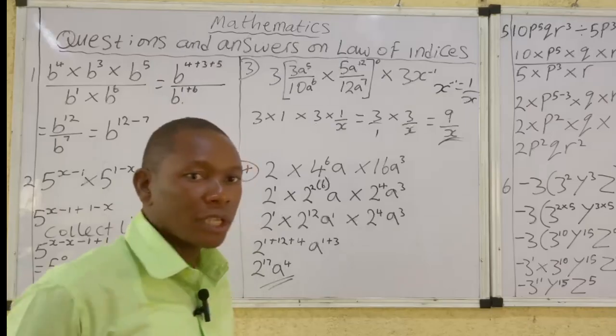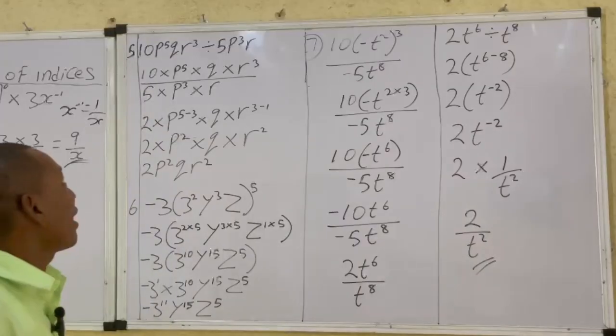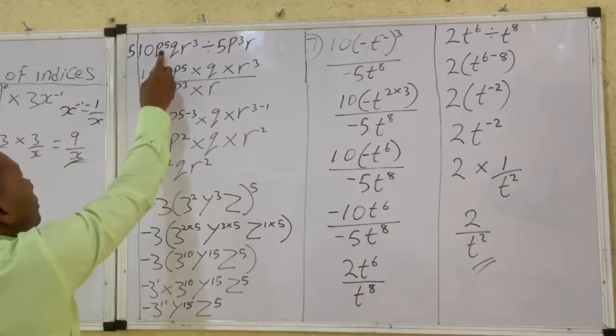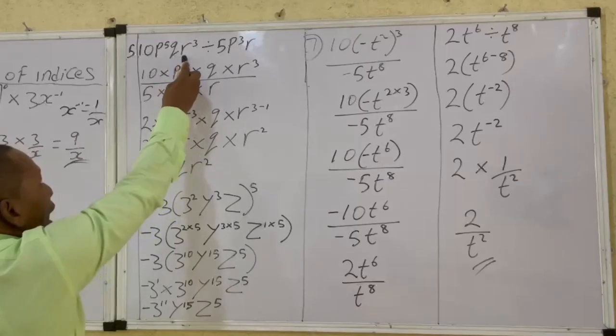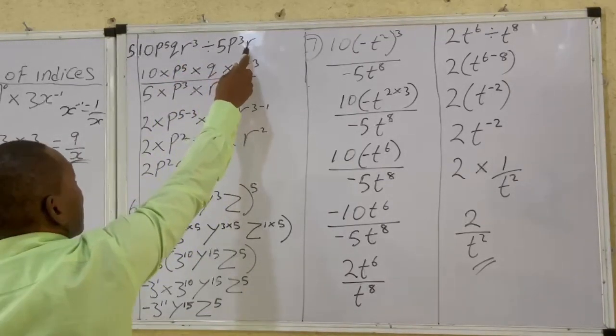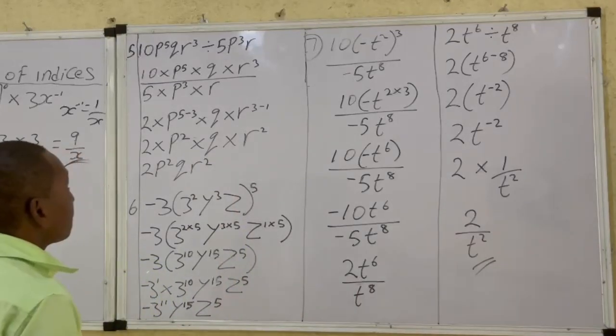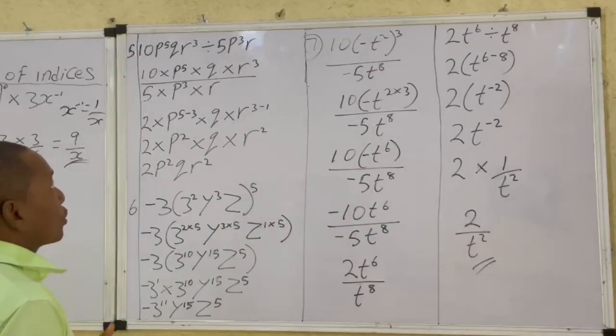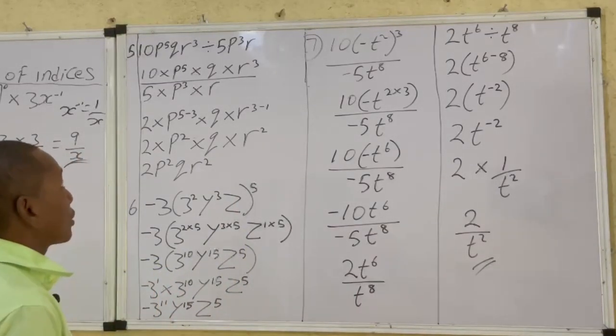So let's go to number 5. Number 5 is 10p raised to power 5 q r raised to power 3 divided by 5p raised to power 3 and r. So how do you solve this question? I will just use a very simple way to solve it.